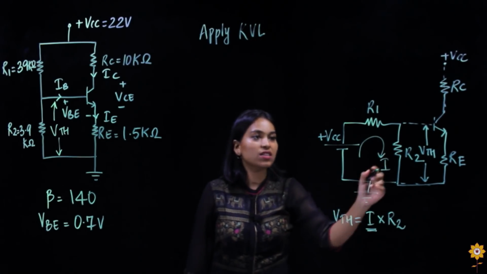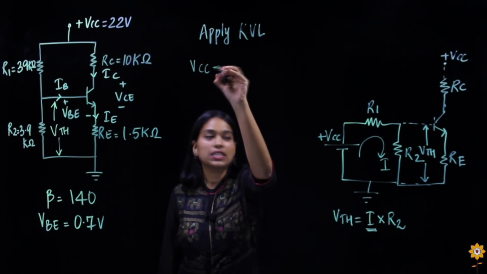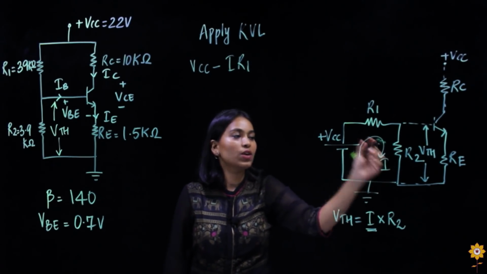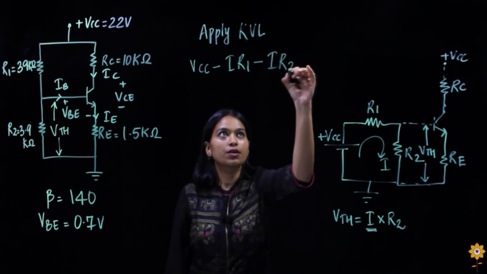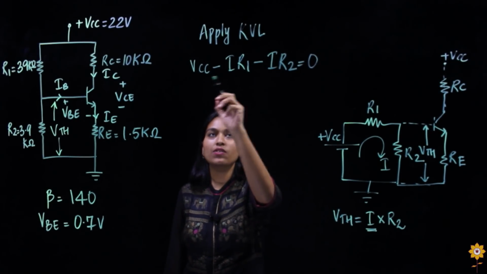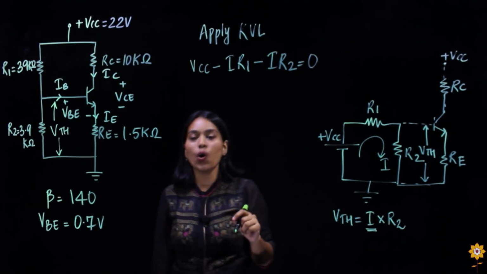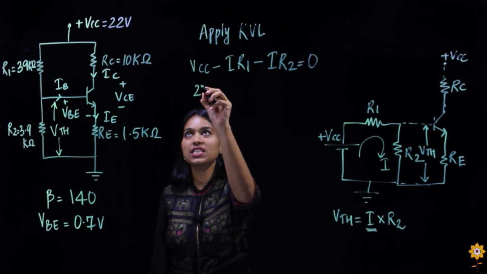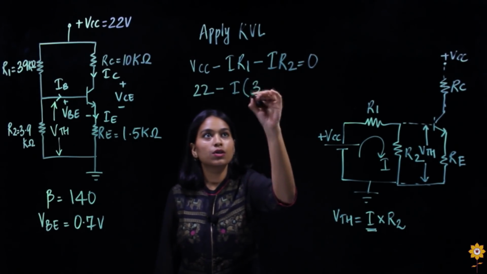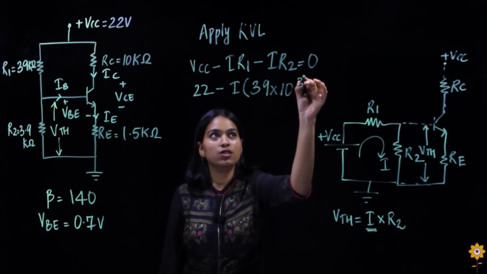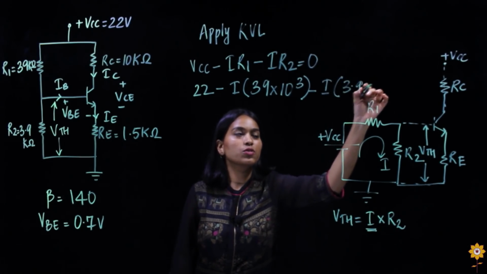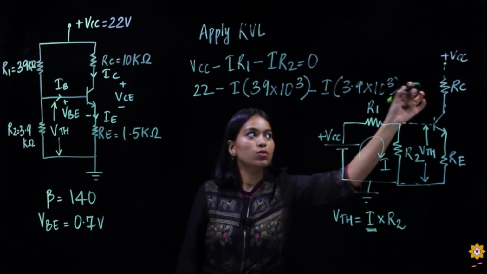So when we apply KVL in this loop, we have VCC, then we have minus IR1 and then we have minus IR2 equal to 0 since we have approached ground. Now we know the values of VCC, we know the value of R1 and R2. So let's substitute all of those values. So VCC is 22 volts minus IR1 is equal to 39 kilo ohm. So 39 into 10 raised to 3 minus R2 is 3.9 kilo ohm. So 10 raised to 3 equal to 0.